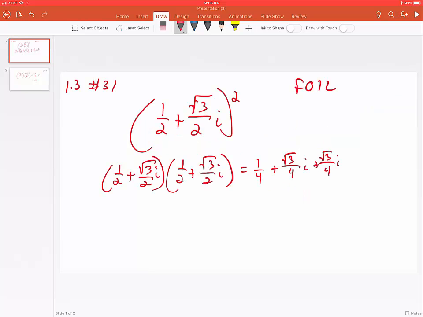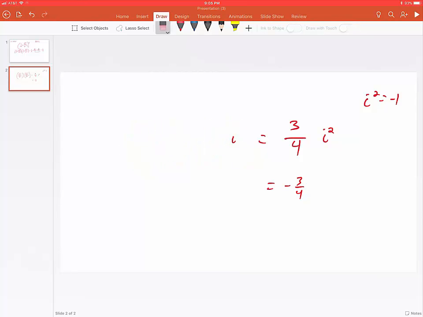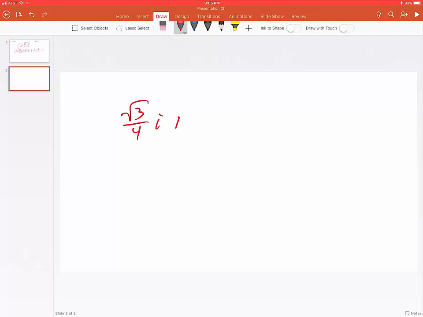So let's go back here, and that's going to be -3/4. And now we're going to deal with these two middle terms. So we have the square root of 3 over 4i plus the square root of 3 over 4i. Let me just erase this here so we can take care of those two. So it's going to be square root of 3 over 4i plus square root of 3 over 4i.